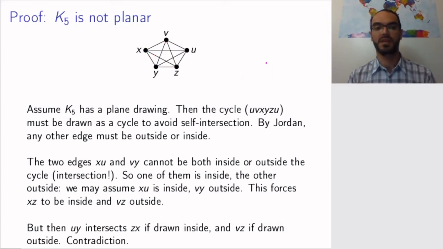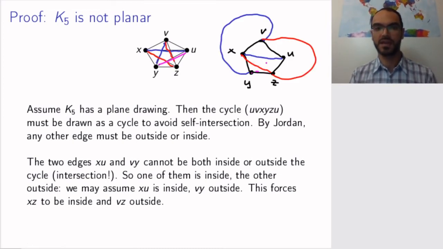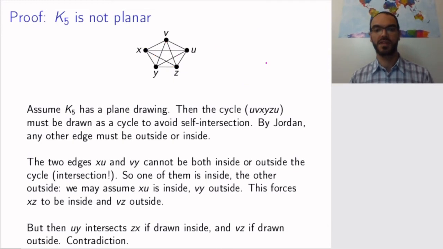Therefore, there is no way that this plane drawing is going to work, and K5 is not planar. So in words, the last edge UY would intersect XZ if drawn inside and VZ if drawn outside. So I get a contradiction. The graph is not planar.